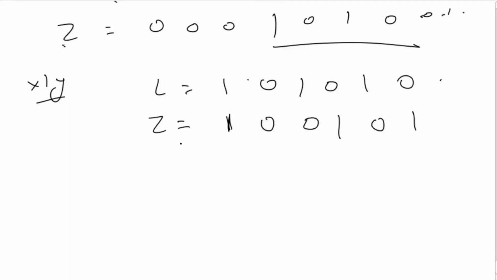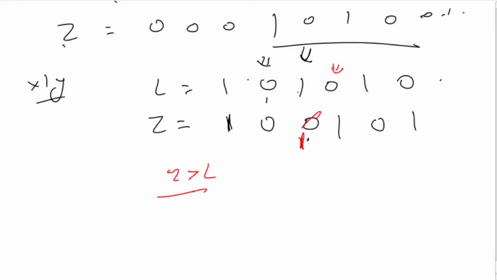So we'll start from this. If both of them are equal, then we don't need to change the bit in Z. But if this bit in L is 1 and this is 0, then this bit is the main cause of Z being less than L. So we'll set this bit, we'll make this bit 1. And now if we encounter a bit such that the bit in L is 0 and the bit in Z is 1, then clearly Z is greater than L.